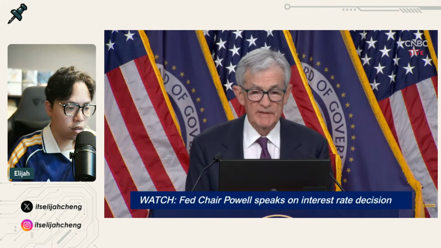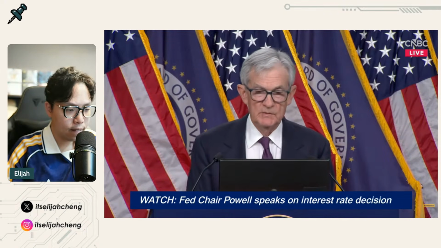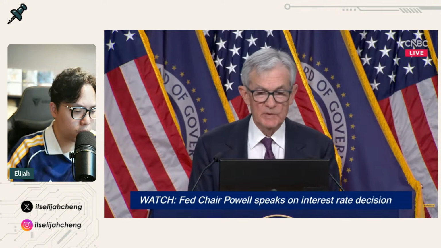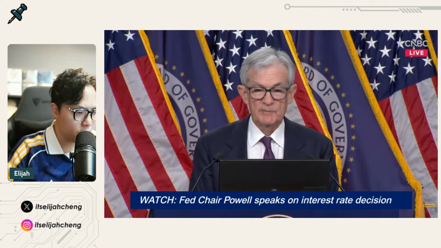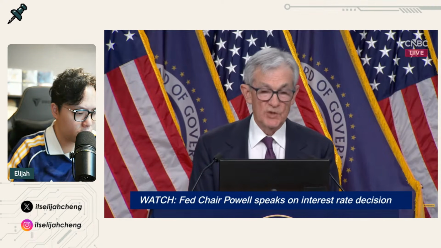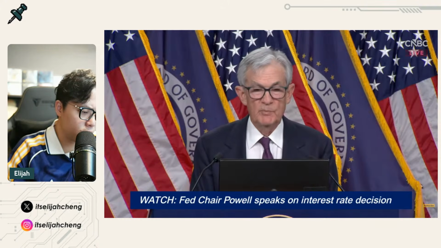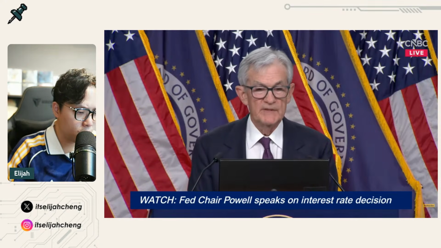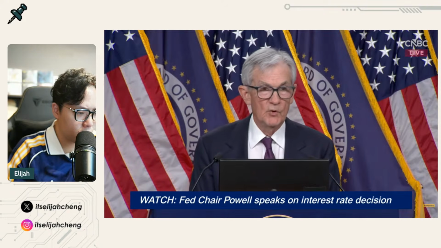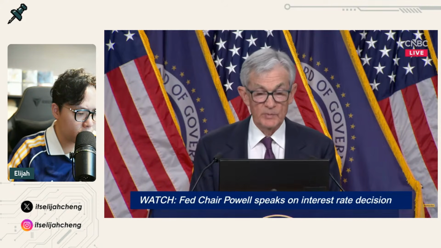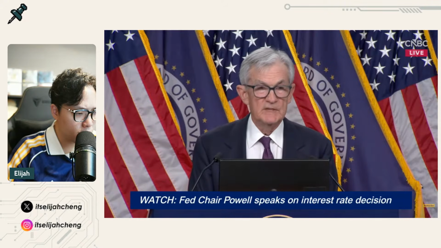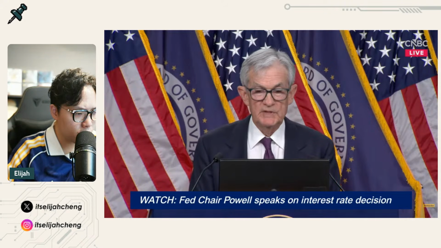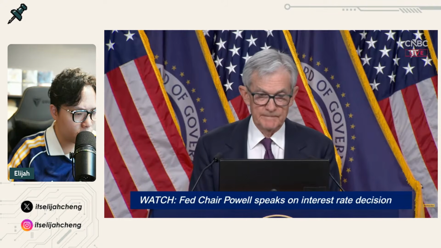Inflation has eased significantly from its highs in mid-2022, but remains somewhat elevated relative to our 2% longer run goal. Estimates based on the Consumer Price Index and other data indicate that total PCE prices rose 2.8% over the 12 months ending in February, and that excluding the volatile food and energy categories, core PCE prices rose 3.0%. These elevated readings largely reflect inflation in the goods sector, which has been boosted by the effects of tariffs.